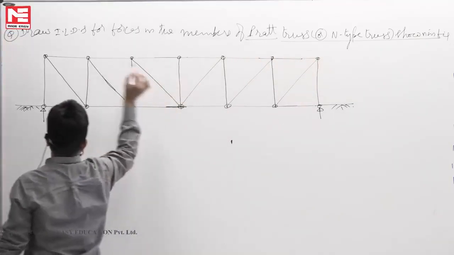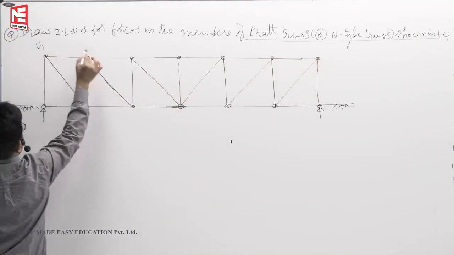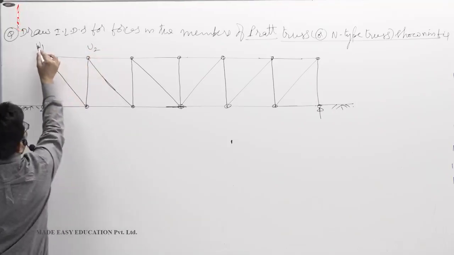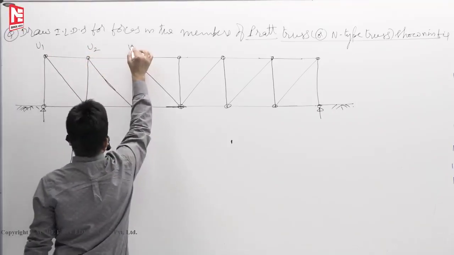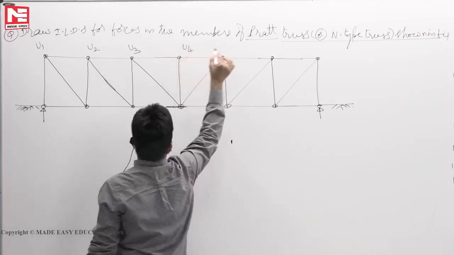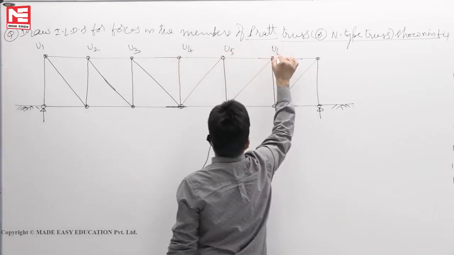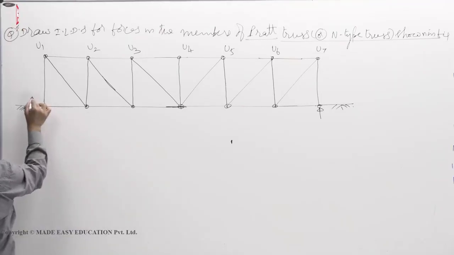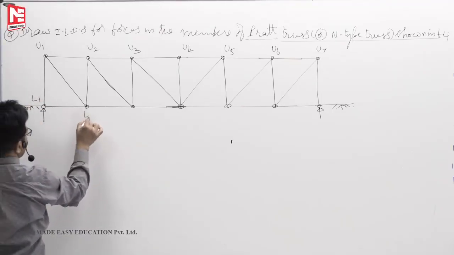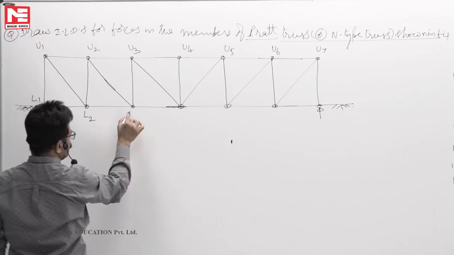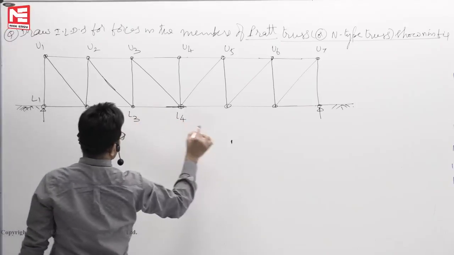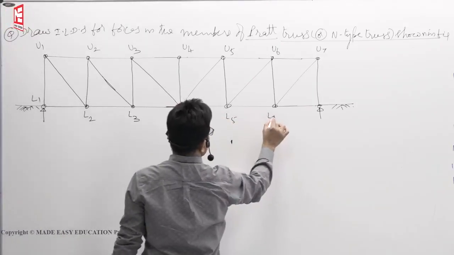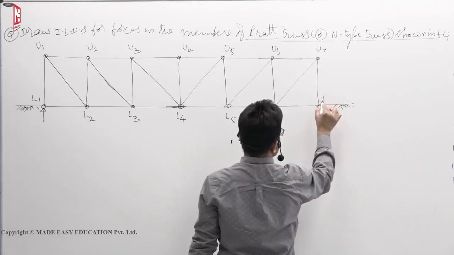The upper chord members, you use the notation U like this. U means upper chord 1, 2, 3, 4, 5, 6, 7. Lower chord joints, you mention them by L1. L stands for lower one. L3, L4, L5, L6. This is L7.